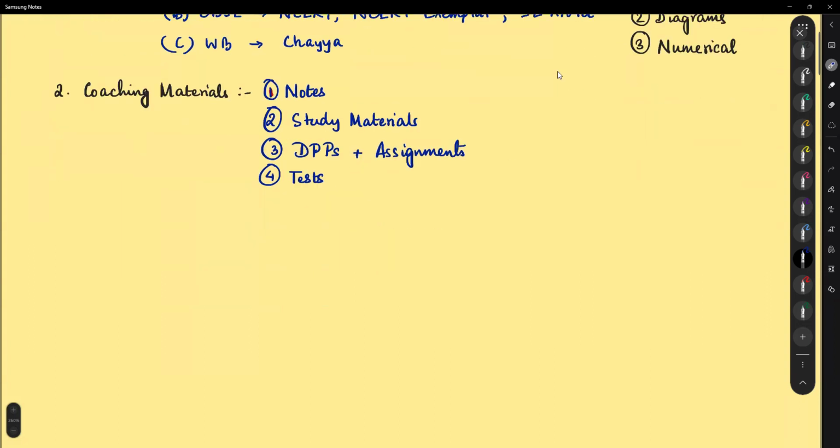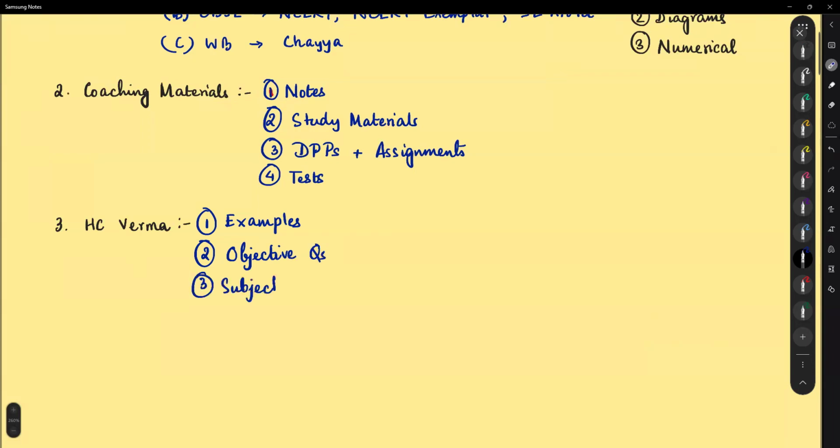Okay. Now, what is number 3? Number 3 for JEE physics and NEET physics, what I recommend to students, is HC Verma. HC Verma. Okay. In HC Verma, number one thing that you must follow is its examples. Number 2, its objective questions. And number 3, its subjective questions.